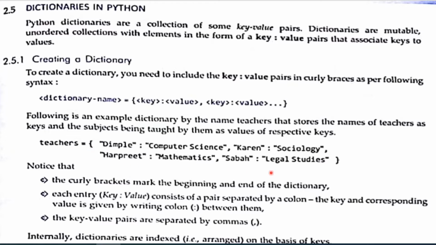Here, for creating a dictionary, you need to include the key and value pairs in curly braces as per the following syntax. Name of the dictionary equals, in the curly braces, you have to give the key and the value separated by a colon, then a comma, next key and the value, and so on. The number of keys you want can be given, and the data type of values can be anything, but the data type of key should be an immutable data type, such as strings, numbers, or tuples.